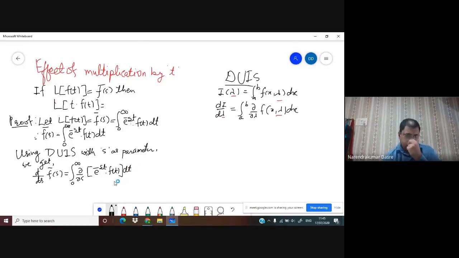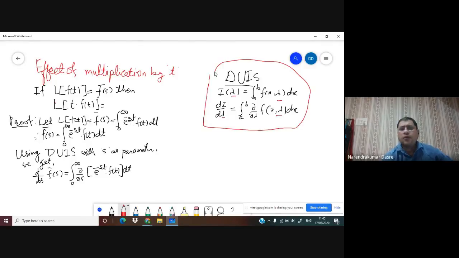Okay, so you can see the DUIS where we have lambda as a parameter and here we have s as a parameter. So whatever we have lambda in this formula, we have s here.